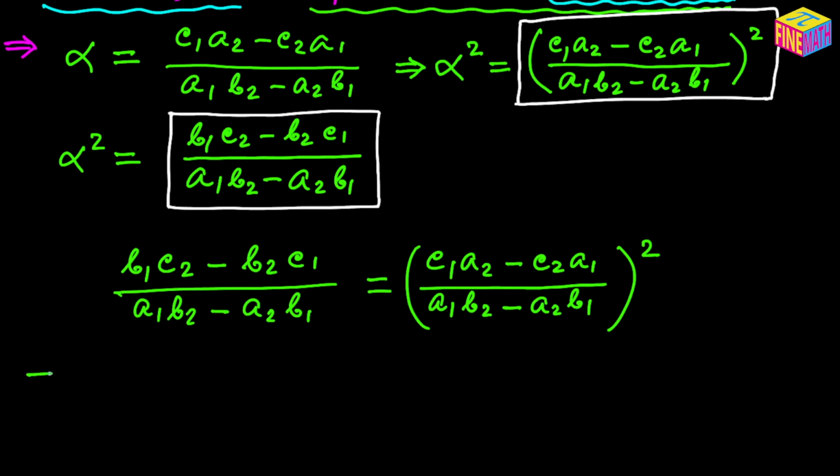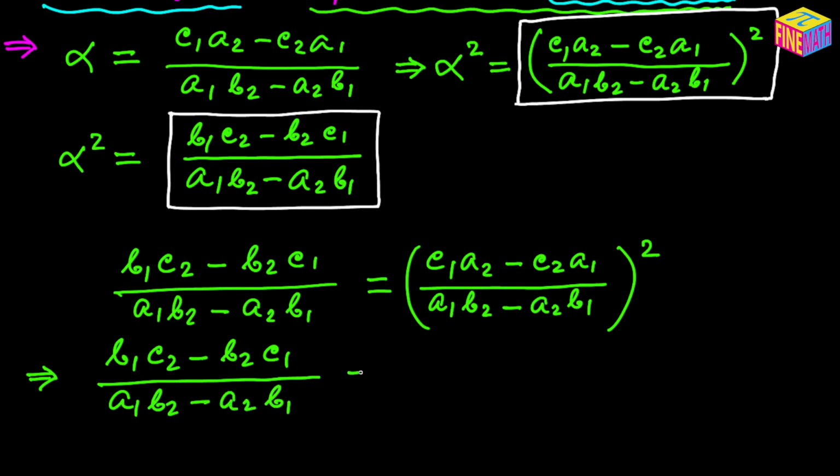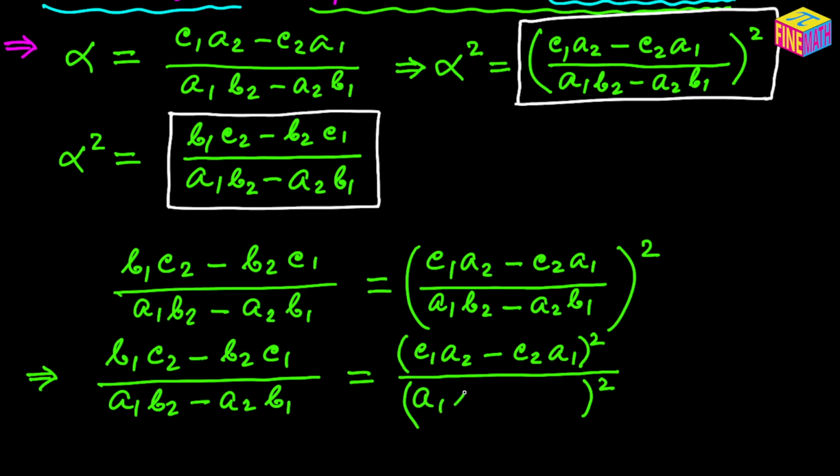Now from here let's do something on the right hand side. On the left hand side I'm going to keep it as is, so b sub 1 c sub 2 minus b sub 2 c sub 1 divided by a sub 1 b sub 2 minus a sub 2 b sub 1 is equal to, now I'm going to square them separately, right? In the numerator this must be c sub 1 a sub 2 minus c sub 2 a sub 1 whole squared, and then in the denominator also we are going to do a whole square, so that would be a sub 1 b sub 2 minus a sub 2 b sub 1.